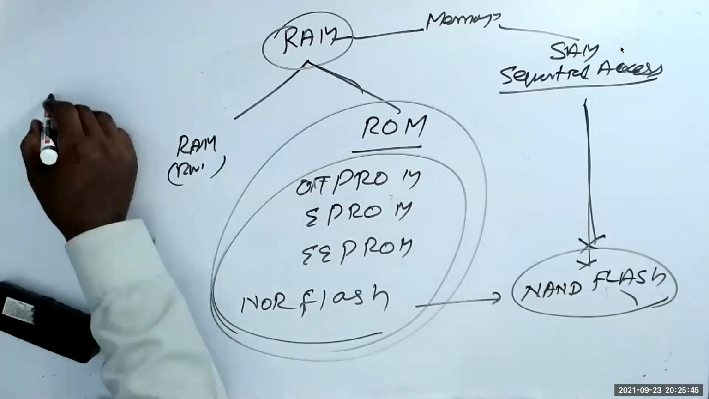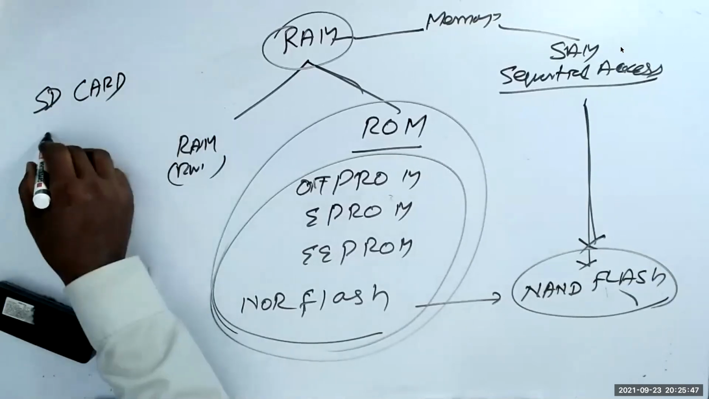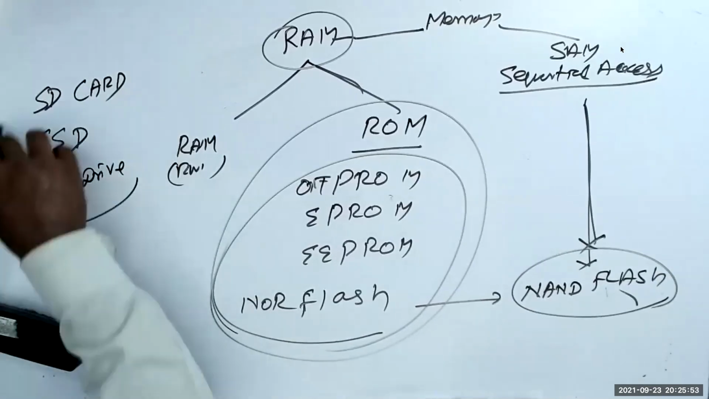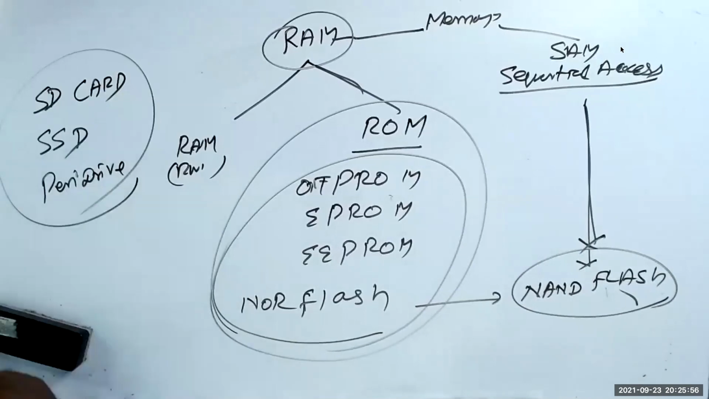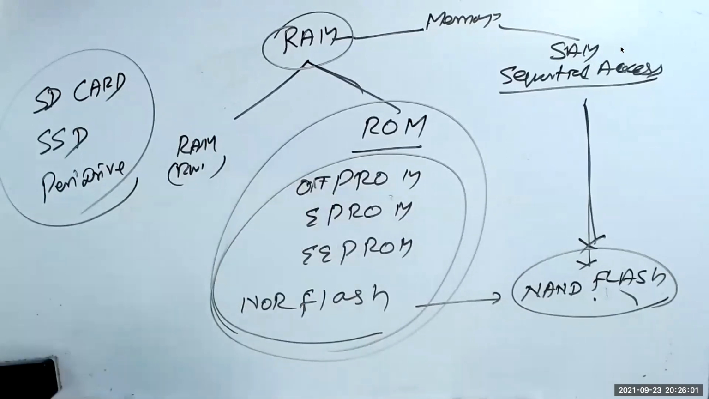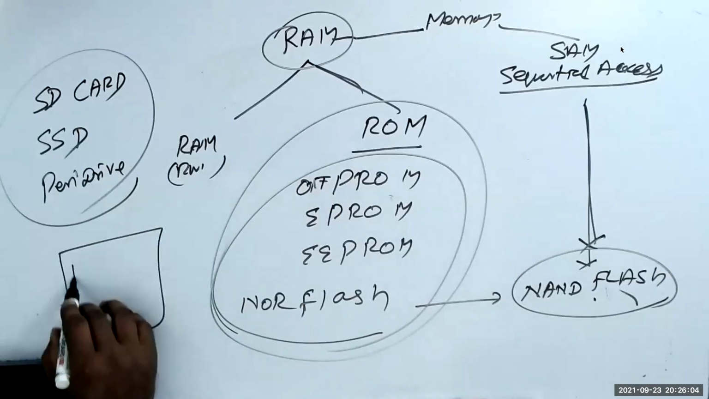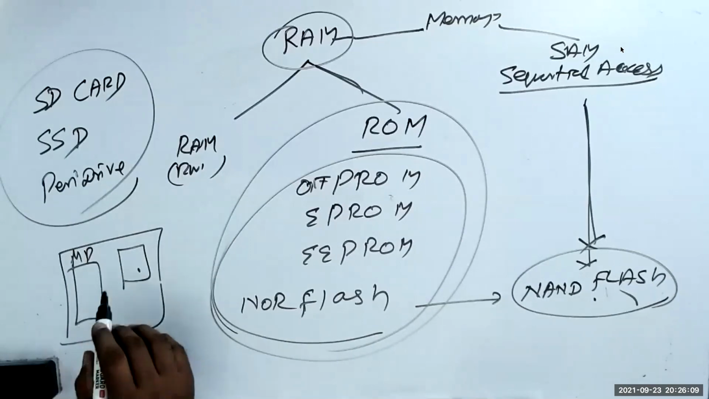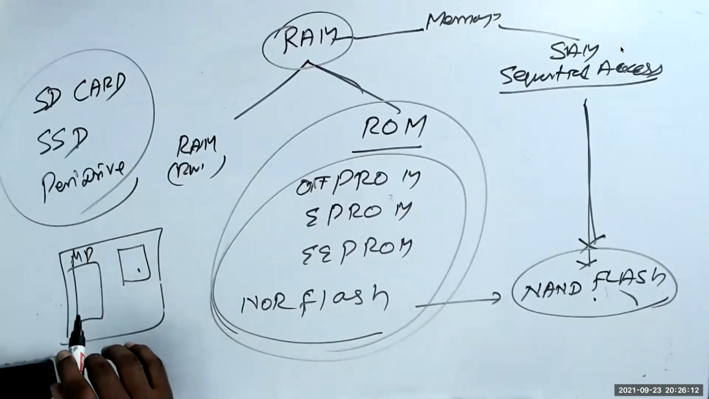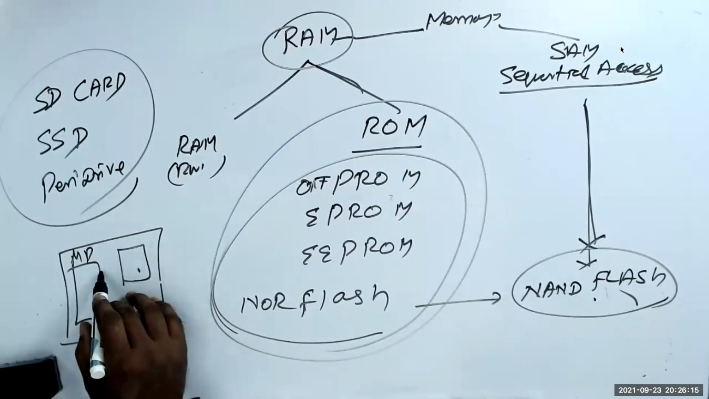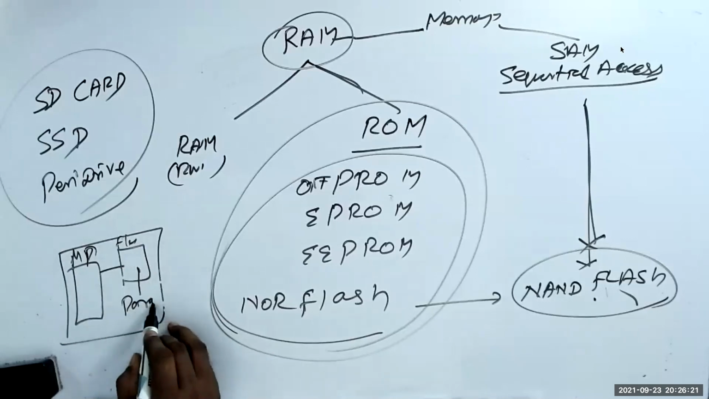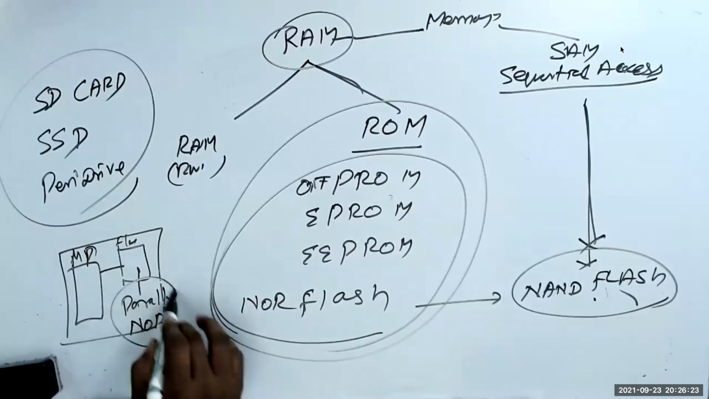All your SD card, SSD drive, your pen drive, all of them are using only what? Your NAND flash. Nobody is using NOR flash for those. NOR flash is used in your microcontrollers, between your microprocessor and the flash. This flash is parallel NOR flash. Parallel NOR flash.